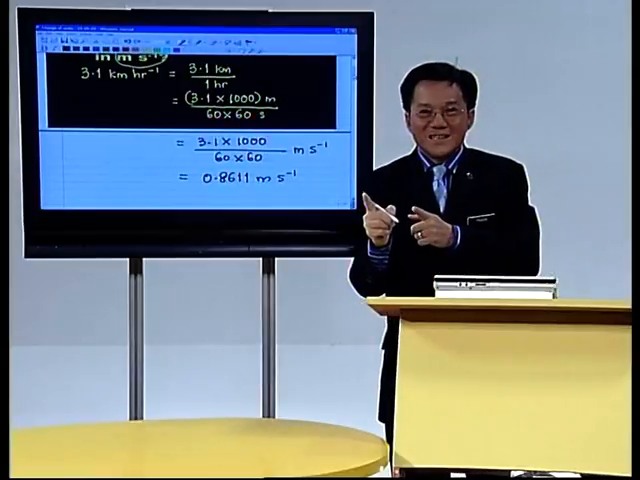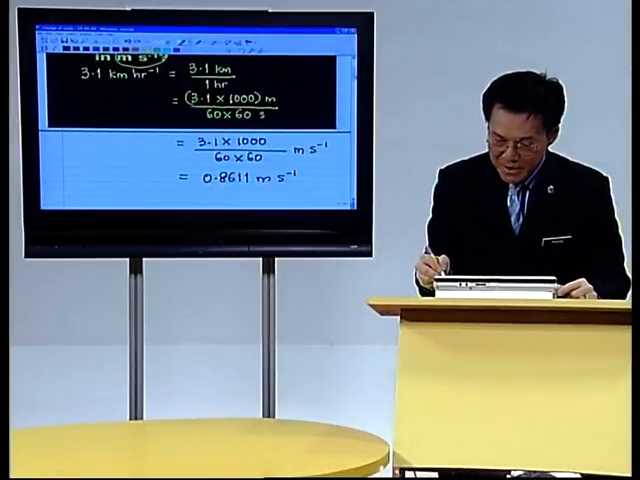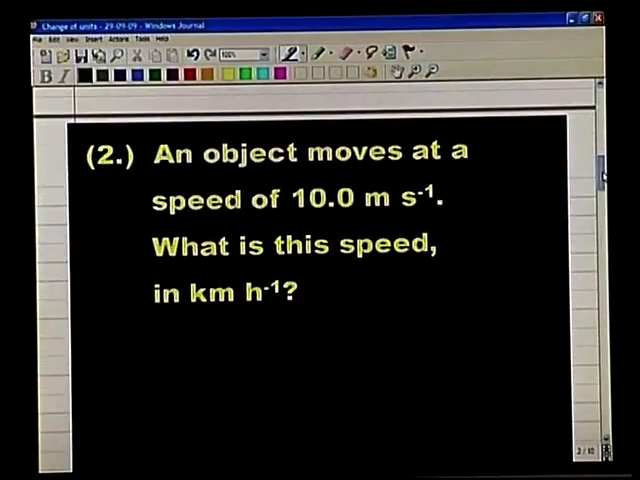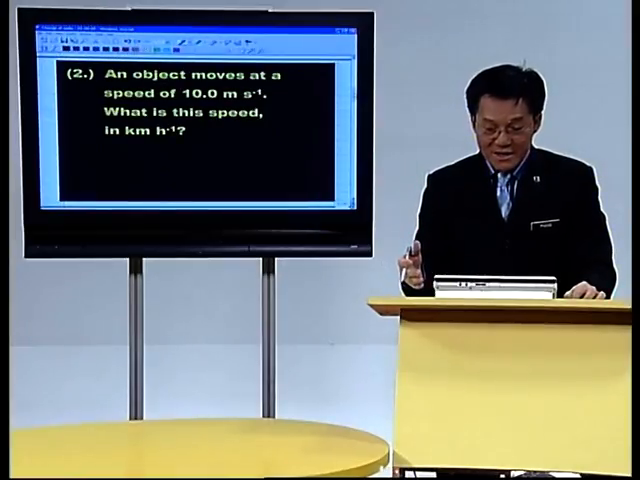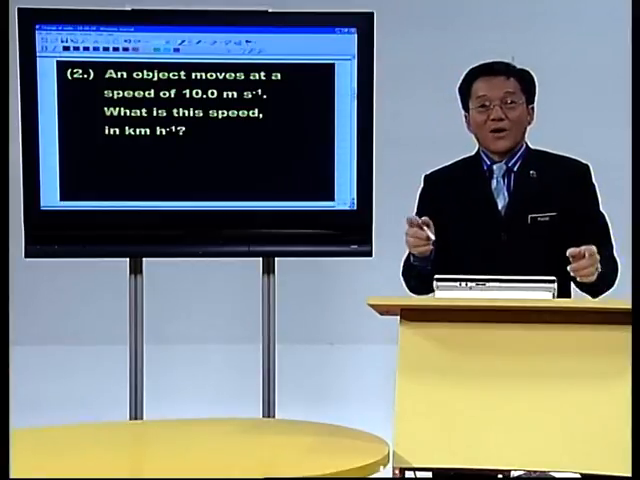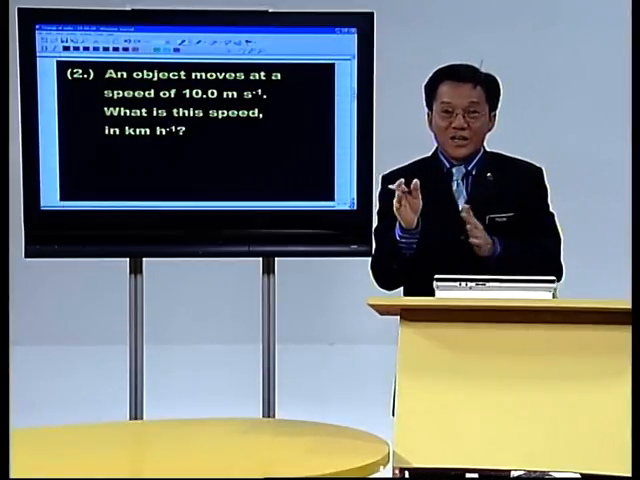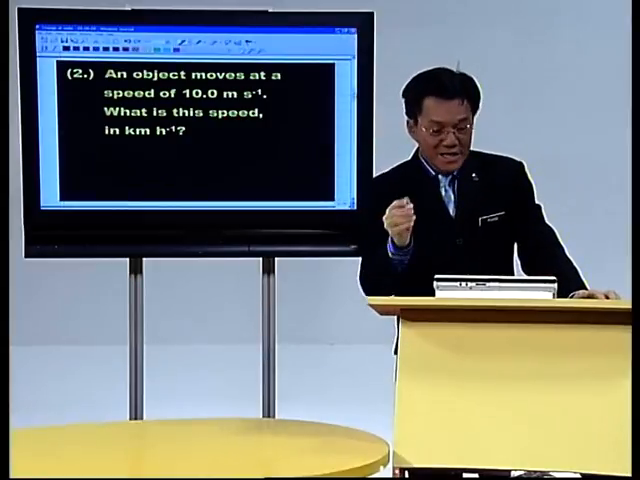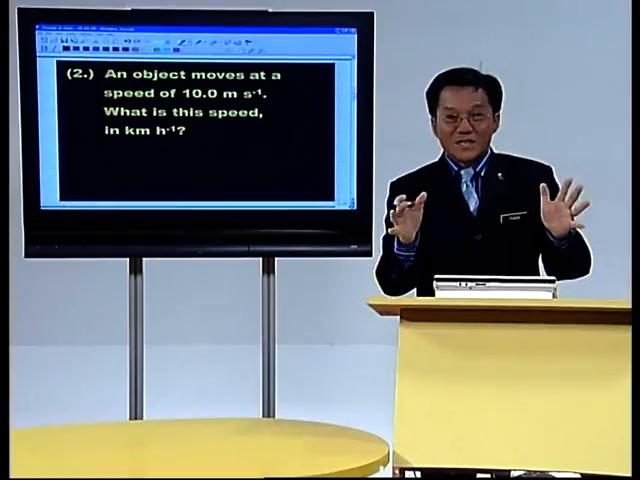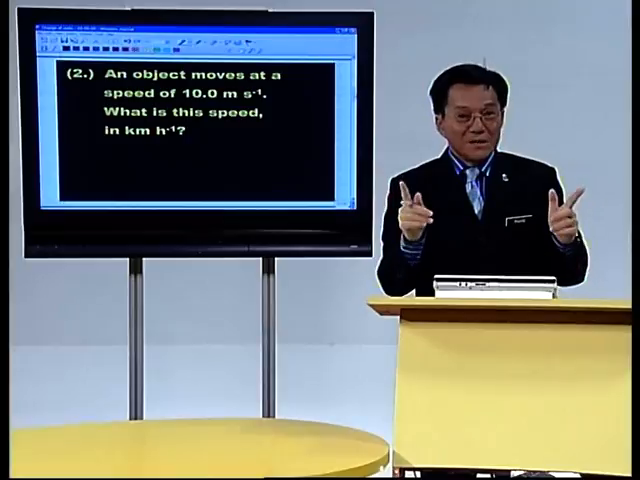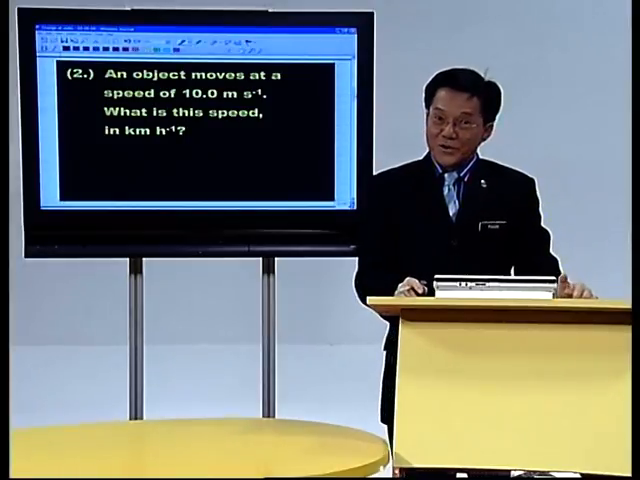Now the next question is something like a reverse gear. What do I mean? Alright, a very simple question. I now have an object that moves at a speed of 10 meter per second. What is this speed in kilometers per hour? So now I am asking you to change the unit from meter per second, change it to kilometers per hour. So it is kind of similar but not the same. All right, similar but different. All right, are you ready? Okay, let's go.